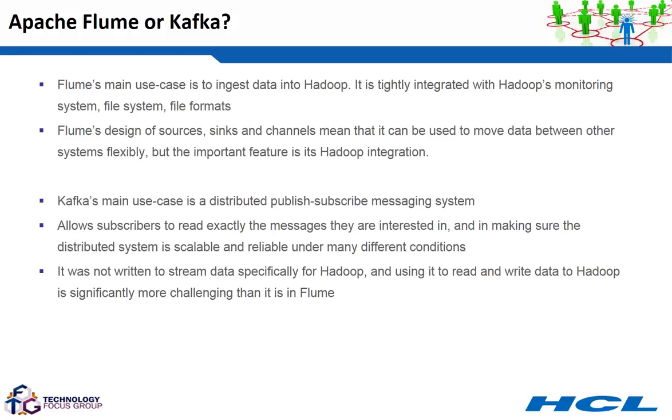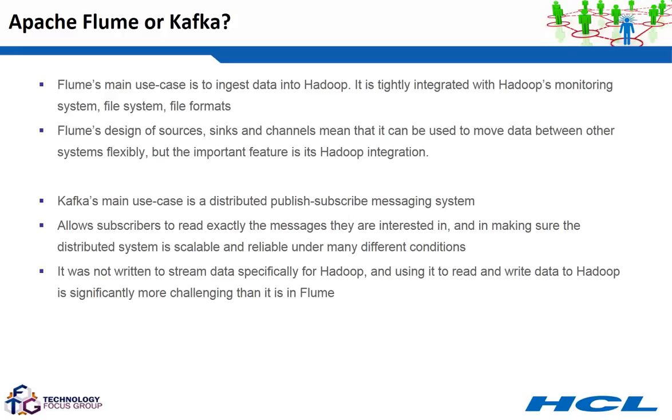Flume's main use case is to ingest data into Hadoop. That was the primary use case for designing Flume. It is tightly integrated with Hadoop's monitoring systems and all those file systems, storage, etc. Flume's design of sources, sinks, and channels means that it can be used to move data between other systems flexibly. As I said in the previous slide, all these sources, sinks, and channels are customizable. It's not any longer meant only for log movement to HDFS. You can use it for practically any purpose. But the important feature is its tight integration with Hadoop. So Flume is very tightly integrated with Hadoop.